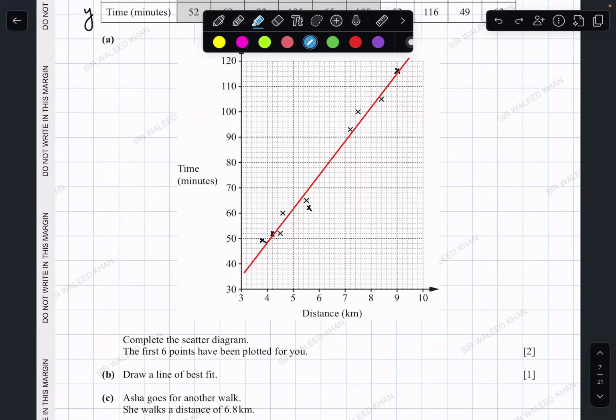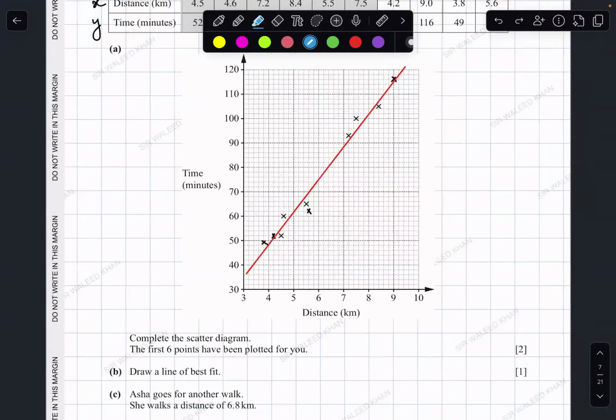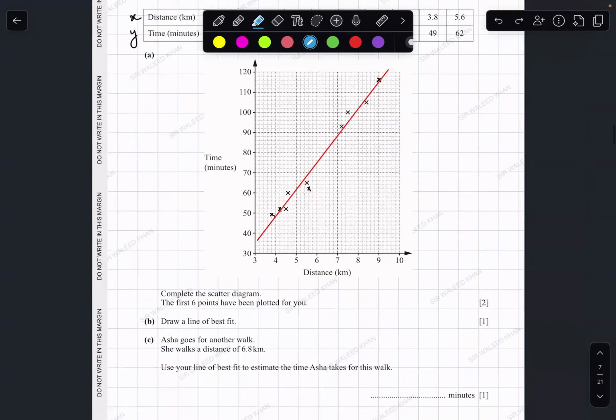It can be a little forward or backward. That is fine, that's not an issue. That is why it's an estimated line, a line of best fit. So try to make it as accurately as possible, but there can always be a shortcoming of a point or two. So this is the line of best fit.